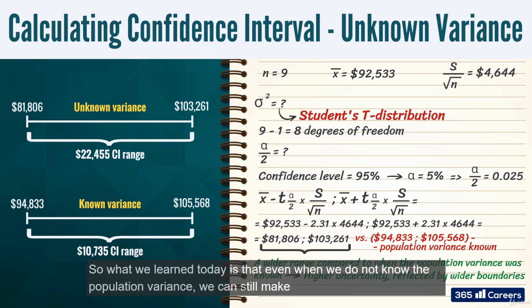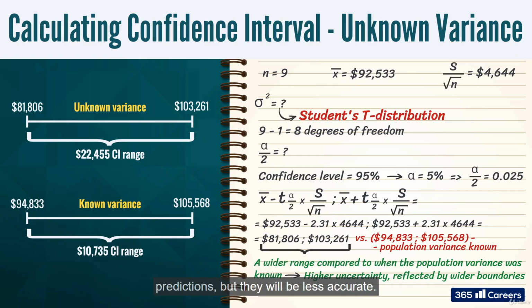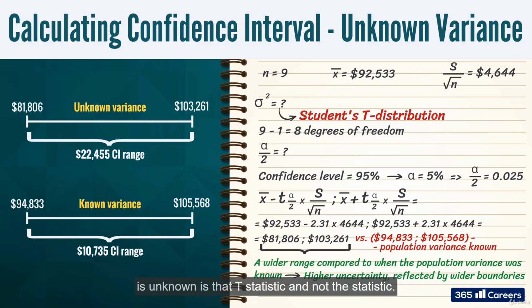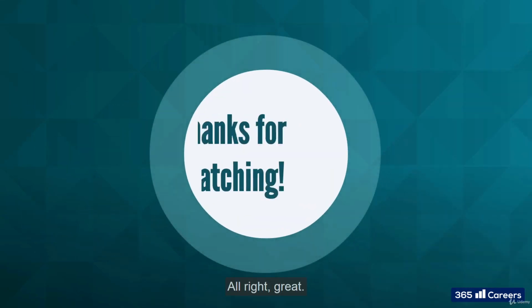So, what we learned today is that even when we do not know the population variance, we can still make predictions, but they will be less accurate. Furthermore, the proper statistic for estimating the confidence interval when the population variance is unknown is the t-statistic and not the z-statistic. All right, great!